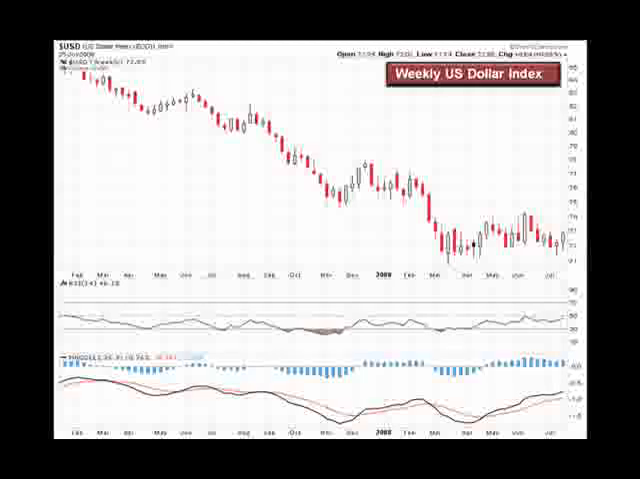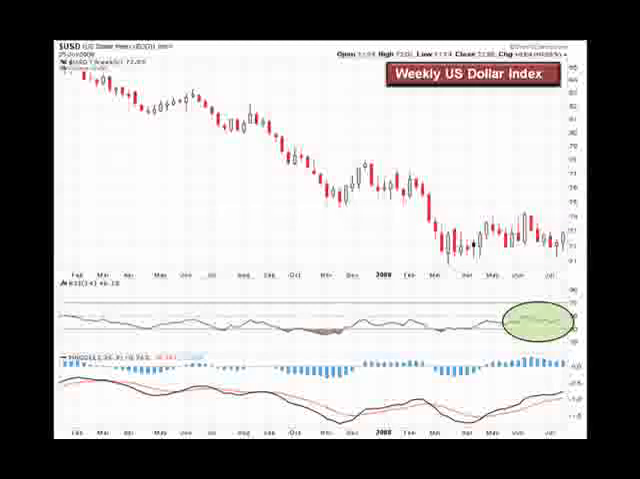We're going to start off with a look at our weekly U.S. dollar index. This gives us a great perspective as to how the U.S. dollar has been trading against a basket of currencies. Last week we identified a bounce off of a support level at 72. At this point, the path of least resistance seems to be up towards a test of the 74 level.